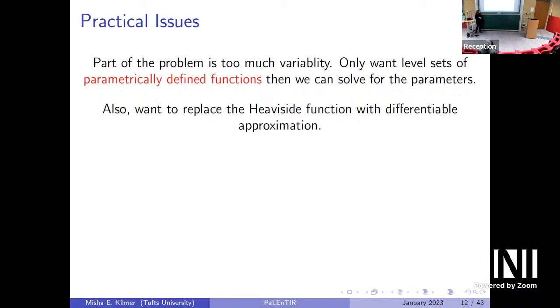So what we decided to do, this was just over 10 years ago, was work with parametrically defined surfaces, and then we will solve for the parameters. One other thing, we're doing an optimization at the end of the day. You might imagine we're taking derivatives. Obviously, we're going to want to replace the actual Heaviside function, in this case, with some differentiable approximation. As I'll get to later on, the choice that we use for our approximate Heaviside function will be a key ingredient in being able to do this for multiple contrasts.